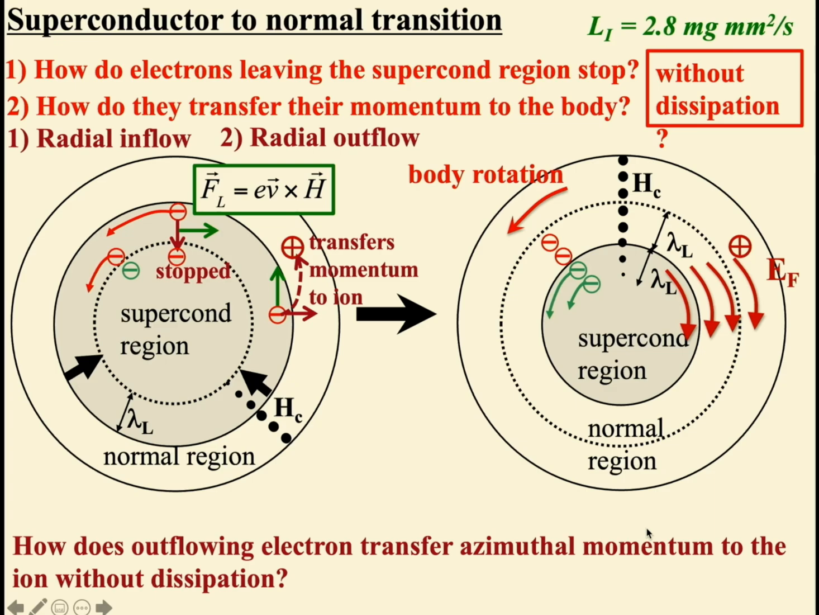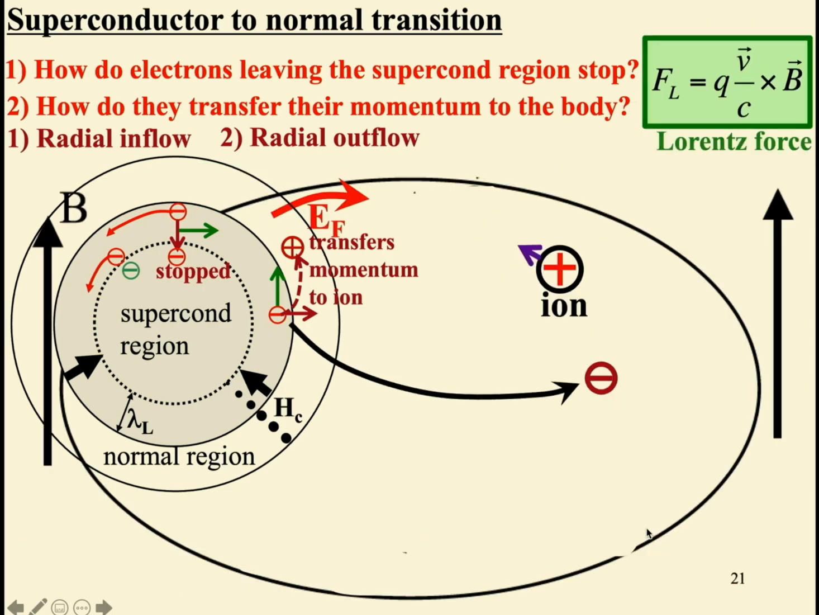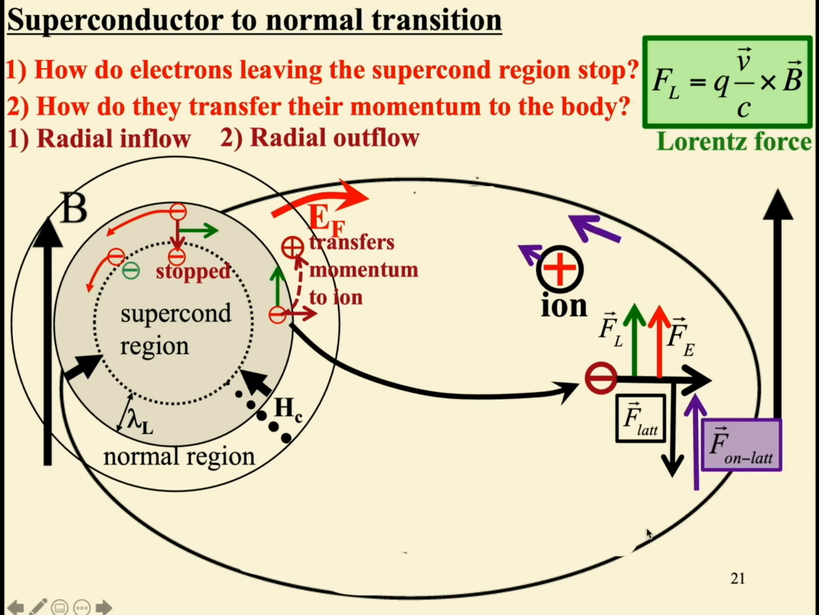All right? And so we need to explain how does this outflowing electron transfer its azimuthal momentum without dissipation. All right, so let me do it in detail here. So this is the same picture, but this is the outgoing electron. So let me tell you how it happens. There is a Lorentz force pointing this way, and there is also the Faraday field all along that points in the same way. And there is another force. And this other force is what I call F lat. This is the force that the lattice is exerting on this electron. And by Newton's third law, the electron is exerting a force on the lattice, on the body as a whole, that's making the body rotate in the right direction.